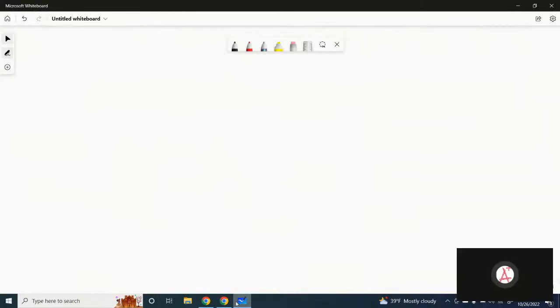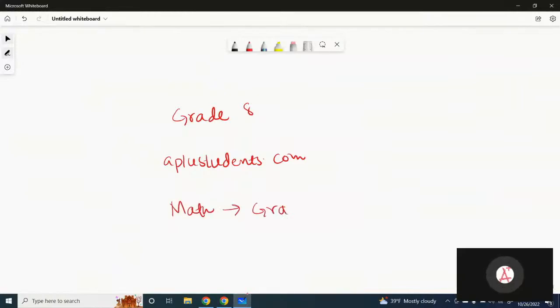So we're going to start with grade 8 maths. You can find all the lessons on aplusstudents.com. You have to log in there using your email address and password as provided by the administrator. Then you have to select math from the subject tab. Then you need to scroll down to grade 8 maths.